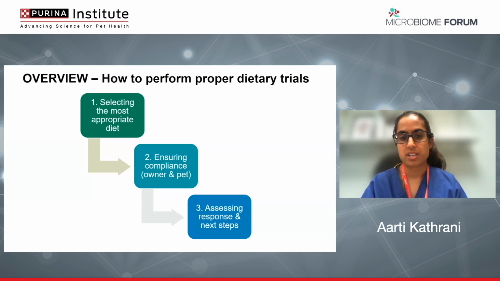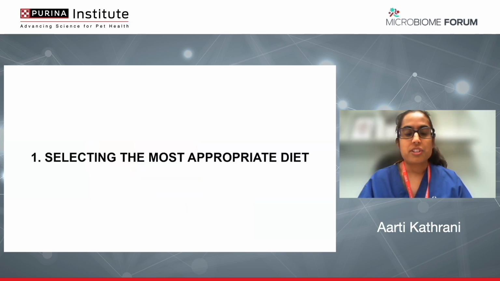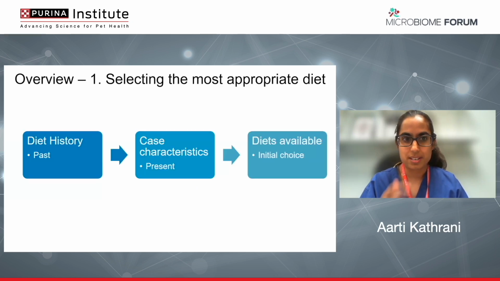So either the patient is going into remission, what do we do next? It's partial remission, what do we do next? Or there's no response, what are the next steps? So these are the three key areas we're going to look at in this presentation in a little bit more detail. So the first area is selecting the most appropriate diet for the patient.